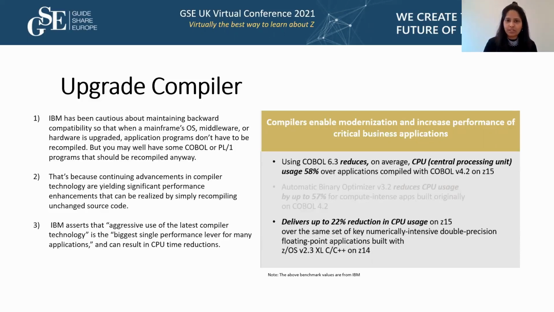Using COBOL 6.3 reduced average CPU usage by 58% over applications compiled with COBOL version 4.2 on C15. IBM said that aggressive use of the latest compiler technology is the biggest single performance lever for many applications, and it can result in CPU time reduction. So keep this also in mind. What is the version of the compiler you are using, and think about upgrading the compiler version.